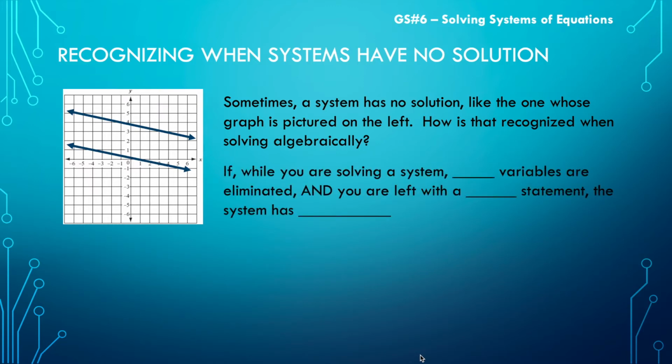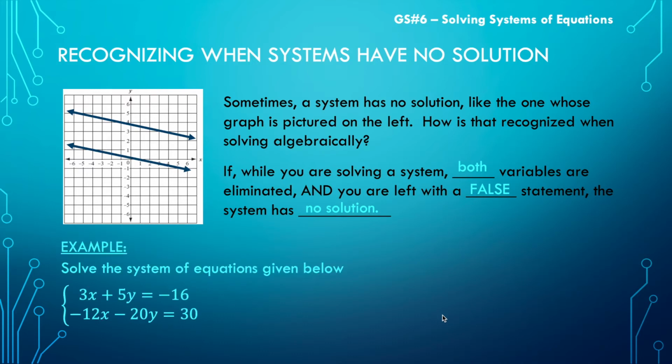All right, so if in the process of solving a system, both of your variables are eliminated, both x and y, if you're using a system in xy, they both disappear and you're left with a false statement, then the system has no solution. So what does that really look like? Well, this one is pretty easy. Let's look at this example.